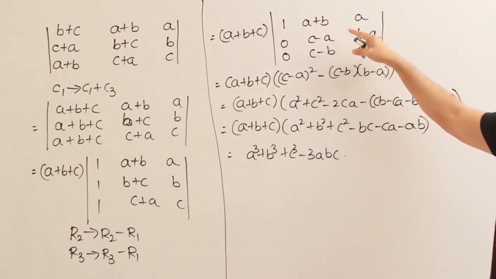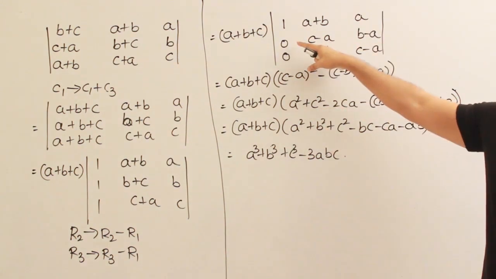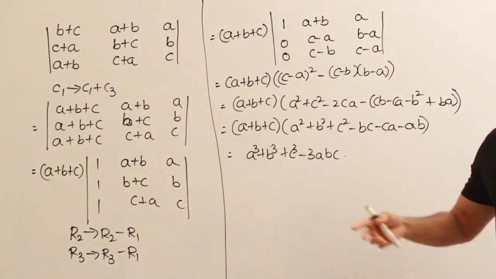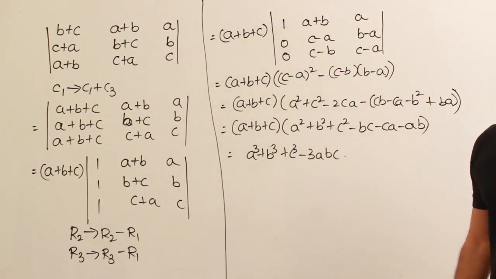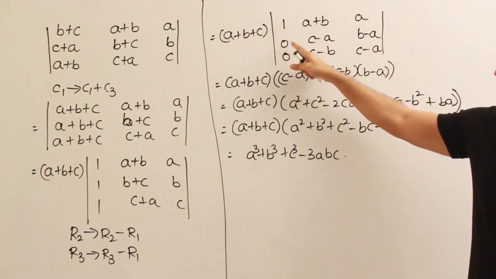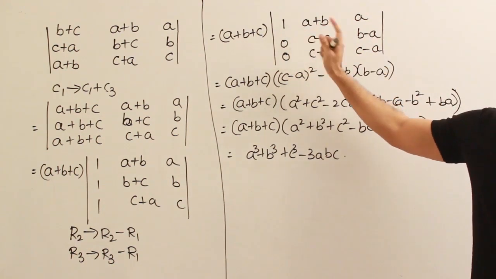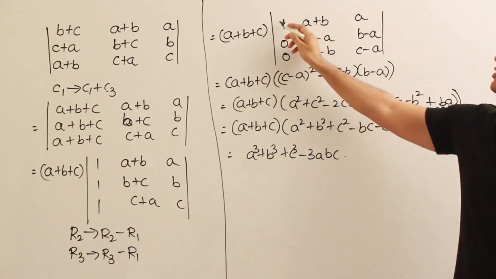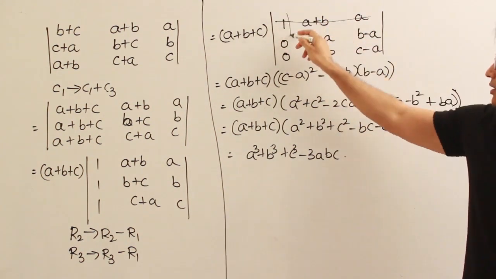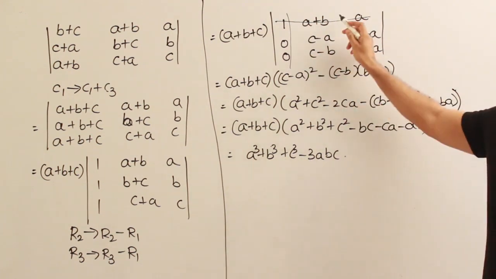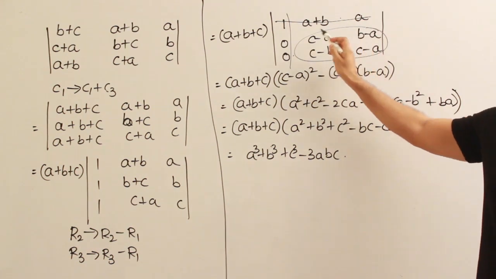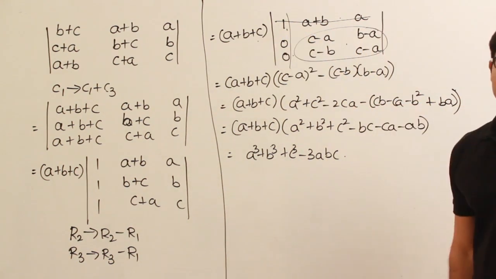And after getting this, if you observe this one, most of the elements of the first column are zeros. Therefore, it is better that you expand the determinant across this first column. So if I expand it across this first column, these two elements need not be considered. So the only consideration is this one. In order to find the cofactor, we can remove this row and this column, find this determinant and multiply with 1 and multiply with this one.